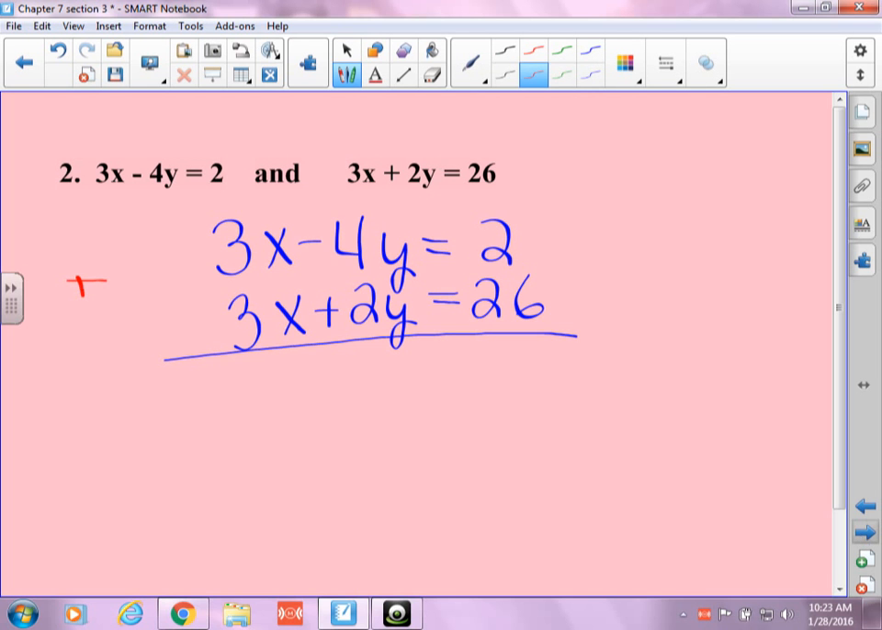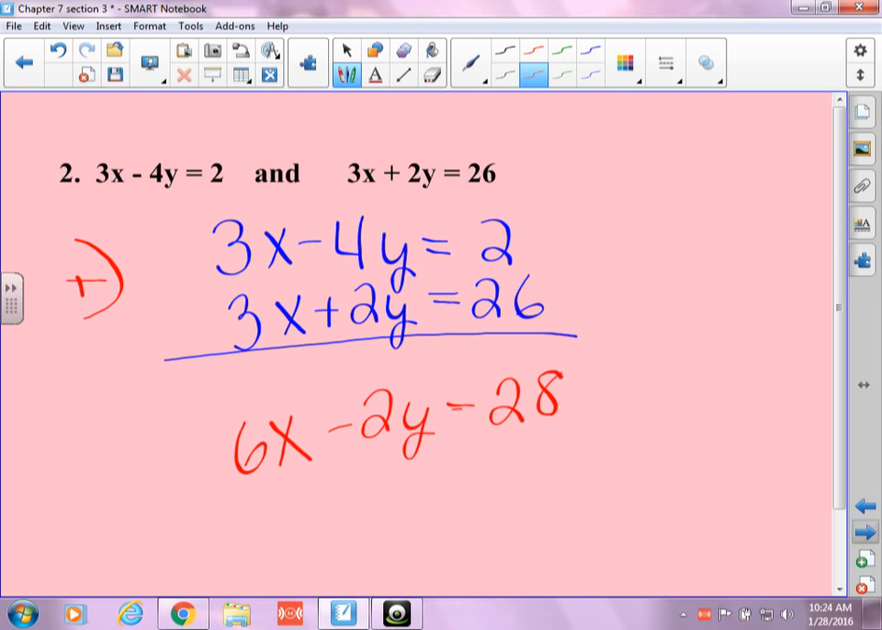Let's say I was doing this again. Again, this is wrong, but I want to show you why it's wrong. 3x plus 3x is 6x. Negative 4y plus 2y is negative 2y, and 2 plus 26 is... did I eliminate a variable? I did not. So adding is not correct.